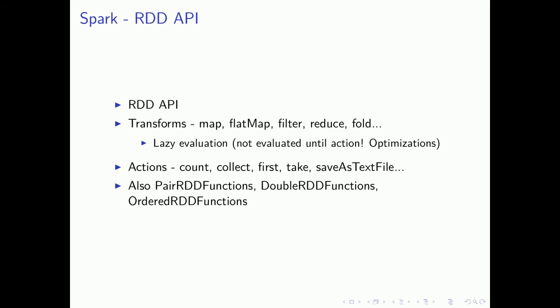So with a normal RDD you can already do a lot. But if you have tuples, you can actually convert your RDD into pair RDD functions. And that gives you the by-key operations. So you can group by key, reduce by key, aggregate by key. You can get the values, you can get the keys. So there are some extra functions you can do. If your RDD is just numbers, you can have these double RDD functions, which give you statistics, sum, average, all those things that automatically get computed for you. Or if you have tuples and you want to sort them on the key, you could use these ordered RDD functions and actually do the sorting.